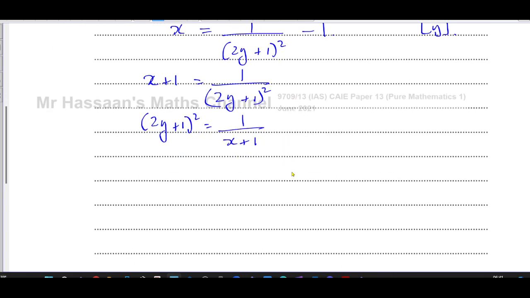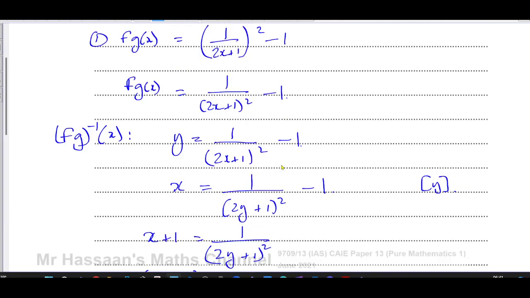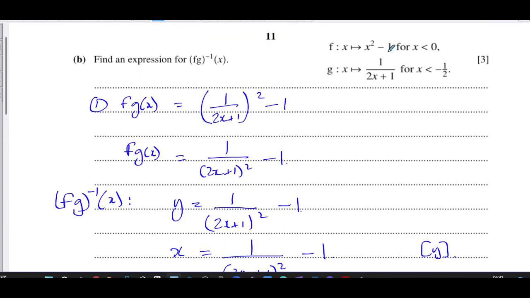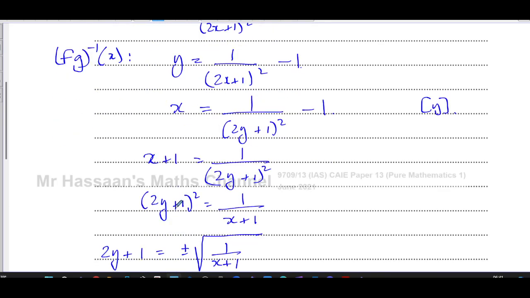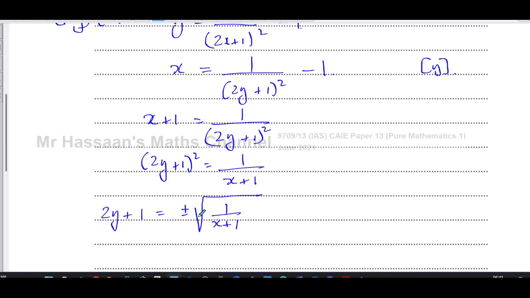Now comes the part where we have to think a little bit, which I'm going to explain. First of all, I'm going to do this as if it's not a function, because I know that when I find the square root of this, I'm going to have either plus or minus the square root of 1 over x plus 1. But we know that our original function was limited, as we know from here, it was only the negative side. So I think we're only going to take the negative square root.